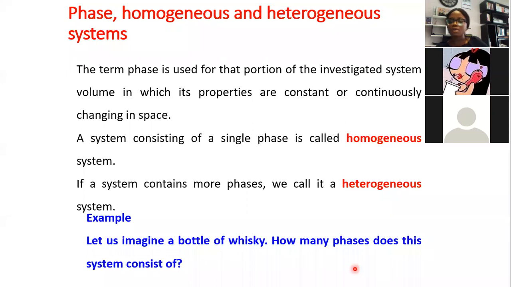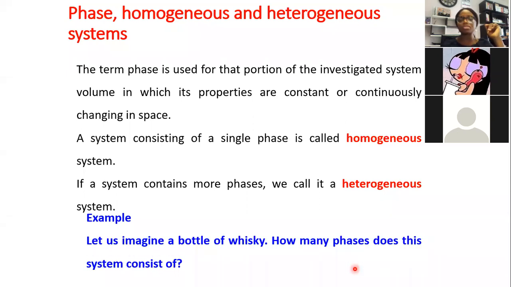Now, phase, we need to talk about phase, homogeneous and heterogeneous system. When you talk about phases in thermodynamics, what are we saying? The term phase is used for that portion of the investigated system volume in which its properties are constant or continuously changing in space. So a system consisting of a single phase is called a homogeneous system. If a system contains more phases, we call it a heterogeneous system. I'm sure heterogeneous and homogeneous is not strange to you. We talked about that in our mixtures, heterogeneous and homogeneous mixtures.